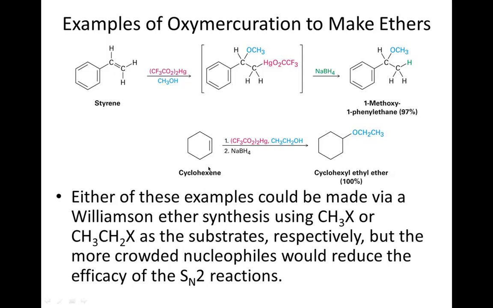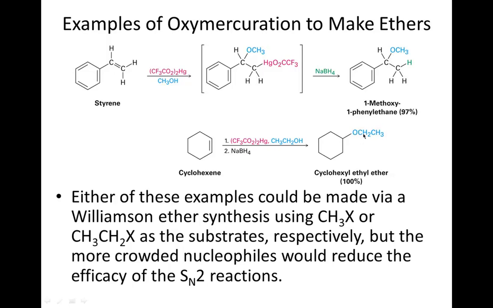In this case, with cyclohexene, it doesn't matter which carbon gets what. The alcohol solvent we're using here is ethanol, and we'll put that on one carbon, and eventually the hydrogen will take the place of the mercury on the other carbon. Now, either one of these 2 examples could have been made by Williamson ether synthesis. If you think about it, remember that we could have used a methyl iodide as a substrate, and then you would have had to have that alcohol on this carbon. But it's a little crowded, not too bad, but it probably would have been worth a shot.